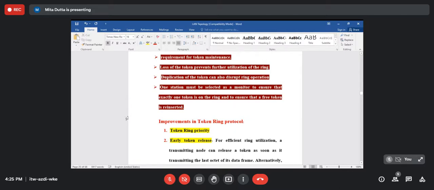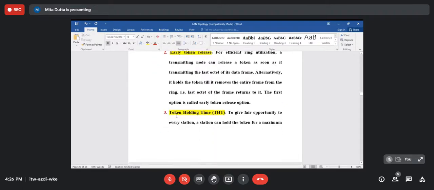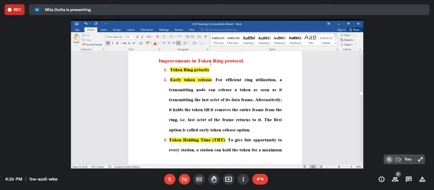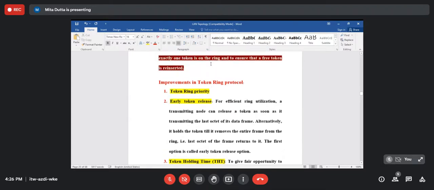Now, how could we improve this token ring protocol? I have told you about token ring priority, including token holding time, and another is early token release. Now, what is token ring priority? The station which has a priority will seize the token first, just like in the 8085 CPU. For interruption, there we have 5 interrupts.